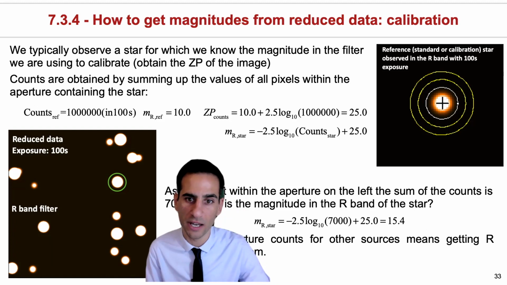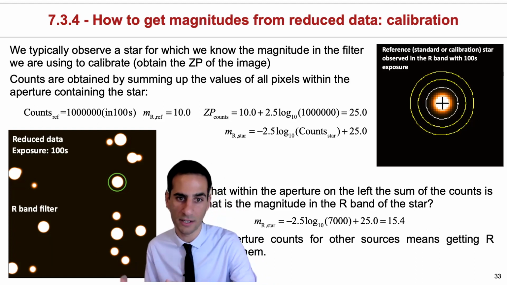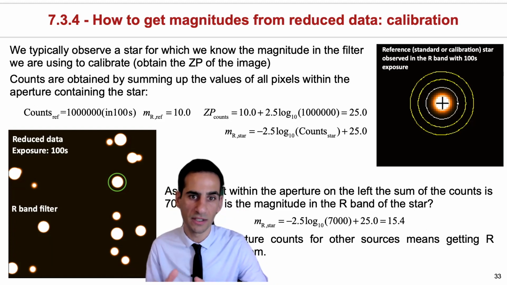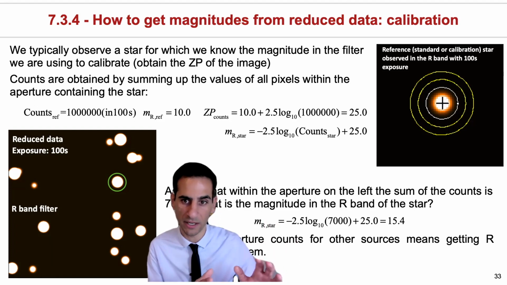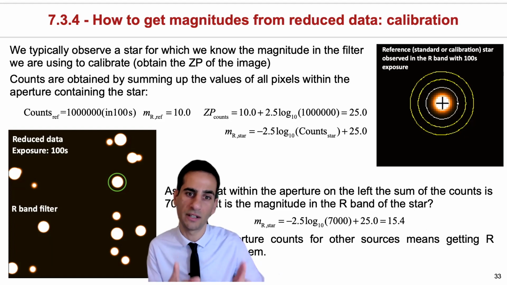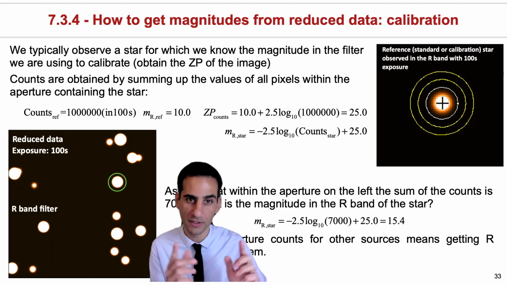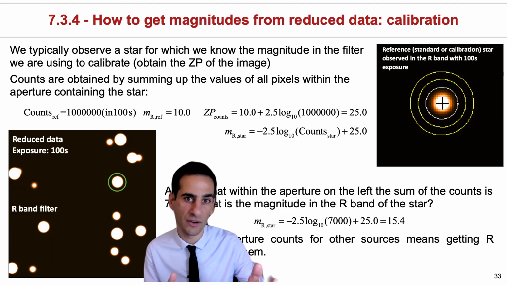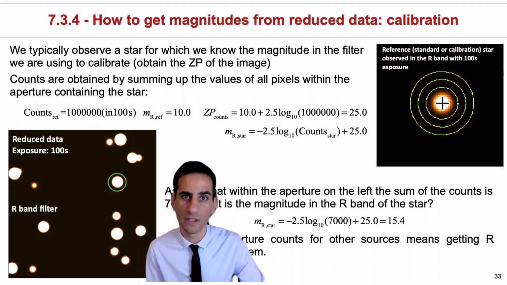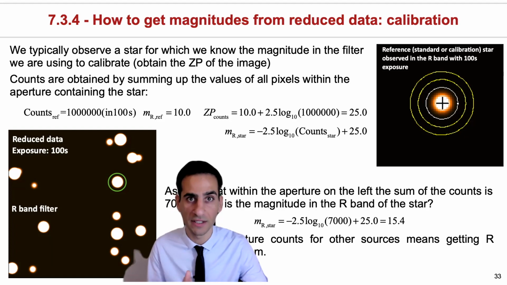And if we want to have, for example, a B minus R color, what we need to do is the same process, but with the B band filter. But the same thing will apply. And finally, we'll be able to get a color by looking at the difference of magnitudes, which would allow us to, for example, estimate the temperature of that star and many other properties, as we shall see in section 8.